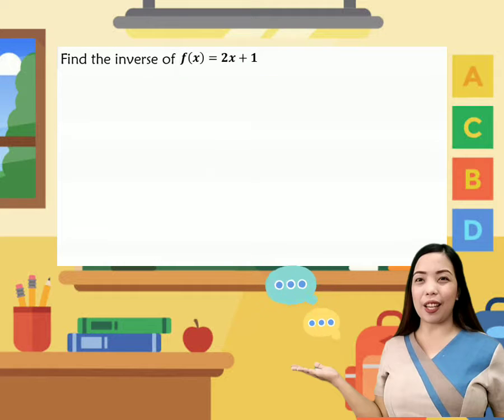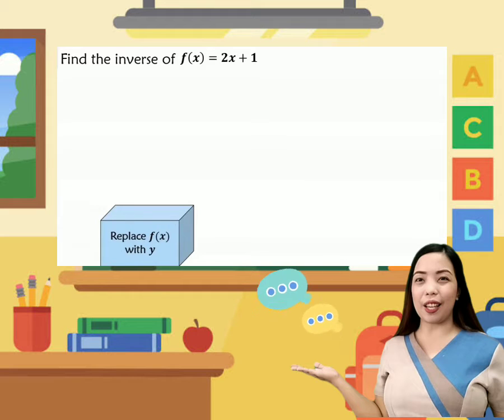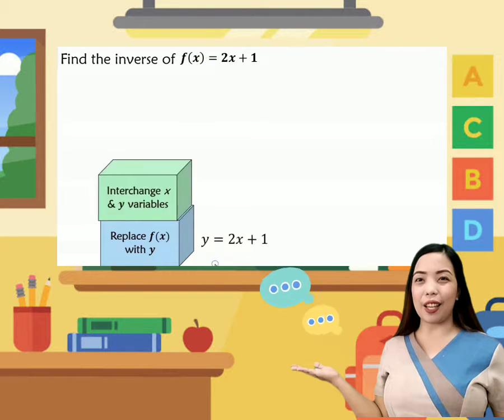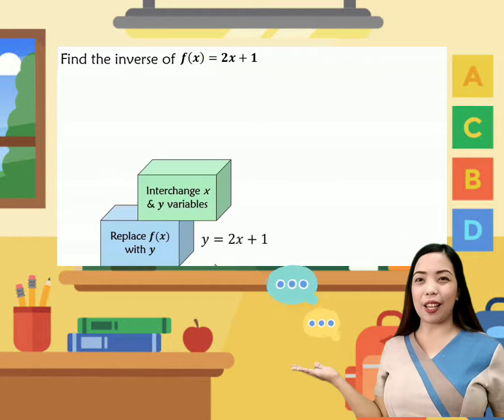Let's have an example. Find the inverse of f of x equals 2x plus 1. Step 1 again, replace f of x with y. So we're going to replace f of x with y. So this will become y is equal to 2x plus 1. Step 2, interchange x and y variables. So our y will become x and our x will become y. So this will become x equals 2y plus 1.